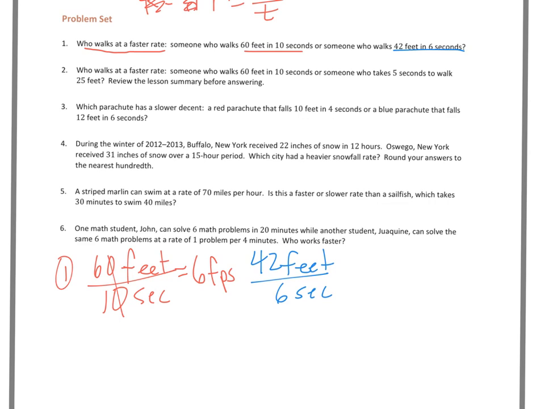So my other one, over here, I have 42 and 6. 42 divided by 6 is 7. And then I have feet per second. So the question was, who walks at a faster rate? This person does, because they're walking a foot further per second. So let's go to 2.